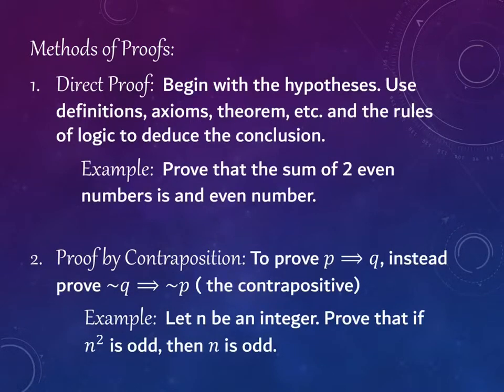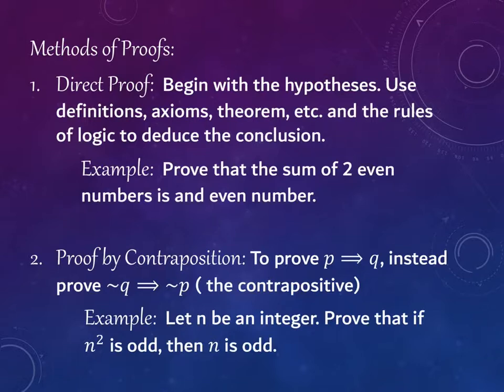Let's do another one. Contrapositives, we just talked about that a minute ago. Contrapositive means to switch the order and negate them. So a proof by contrapositive, to prove that P implies Q, instead we could prove that tilde Q implies tilde P. They're equivalent statements, and sometimes it's easier to do a proof like this. To start with the tilde Q and find that tilde P actually occurs.